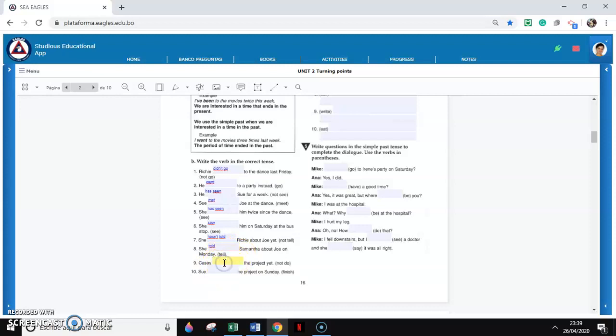Number 9, Casey, the project yet. Again, yet is a clue word. It's a context clue if you want to take it like that. That is telling you that you need to use a present perfect tense. So Casey hasn't done, which is the past participle of the verb do, hasn't done the project yet. That means that she hasn't finished it.